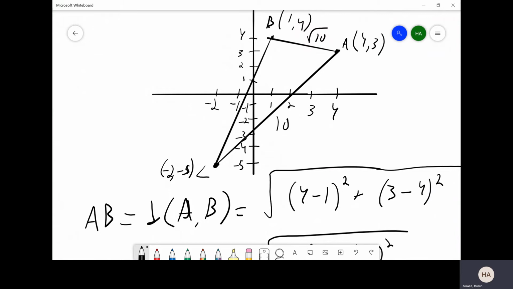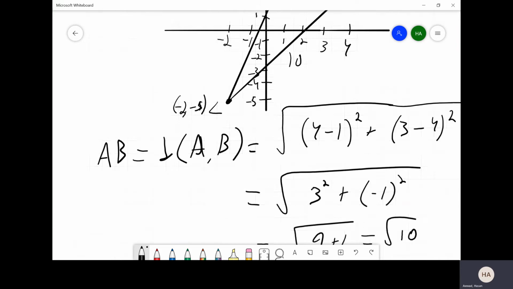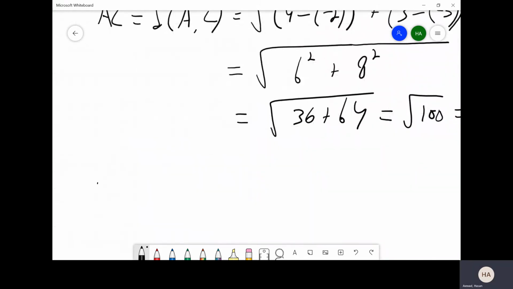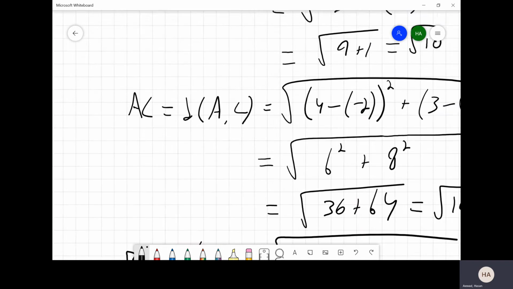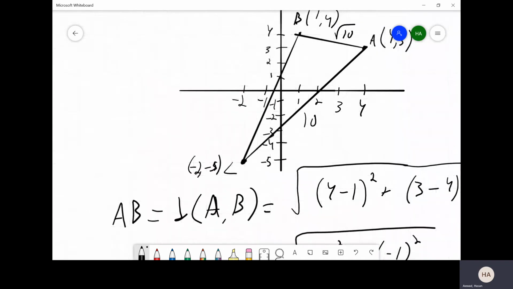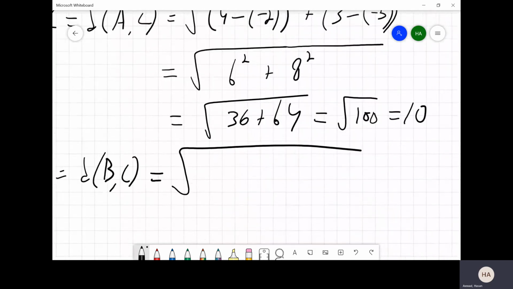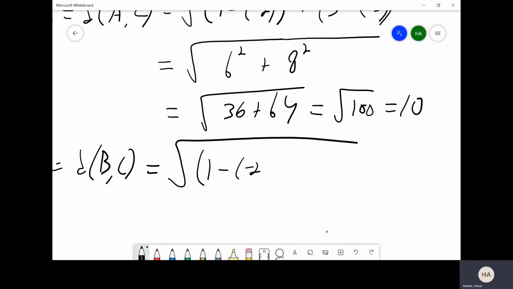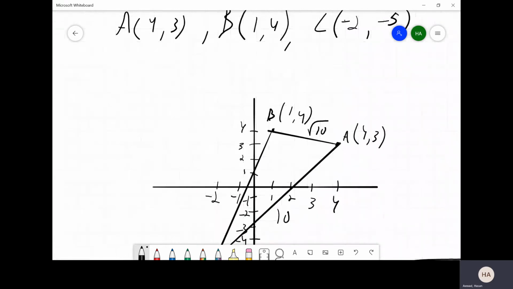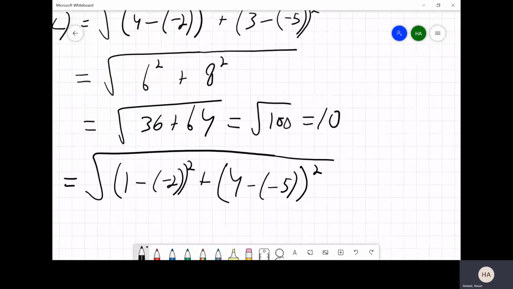And last but not least, side BC is the last thing that we have to do. So side BC, well, side BC is going to be the distance between points B and C. And I don't remember what the components of B are, so let me look back up top. The components of B are 1 and 4, right? So I'm going to make B go first. So we have 1 minus the negative 2 squared plus 4 minus negative 5 squared. It was 4, right? 1, 4. My memory is failing me. Yes, 1, 4. Okay, great.